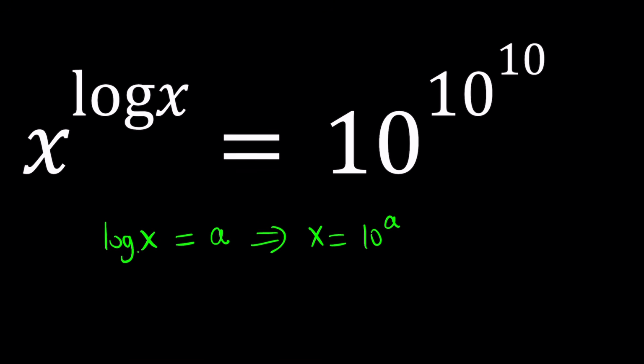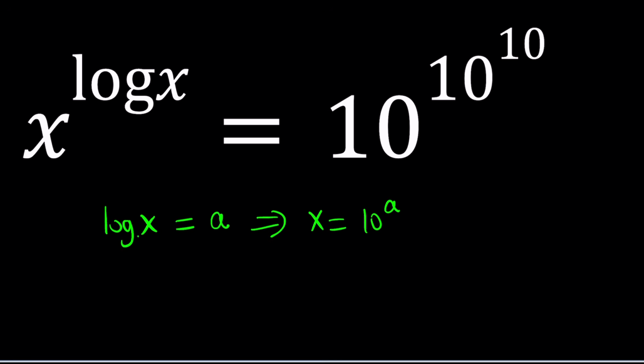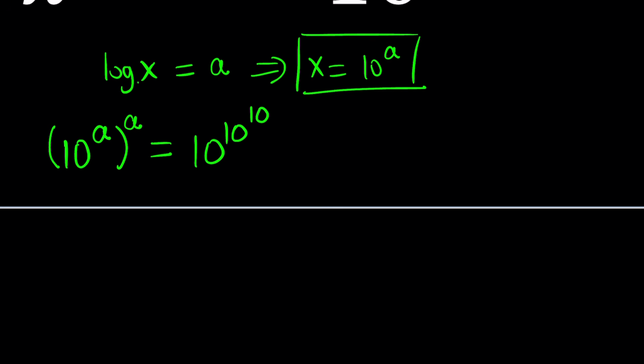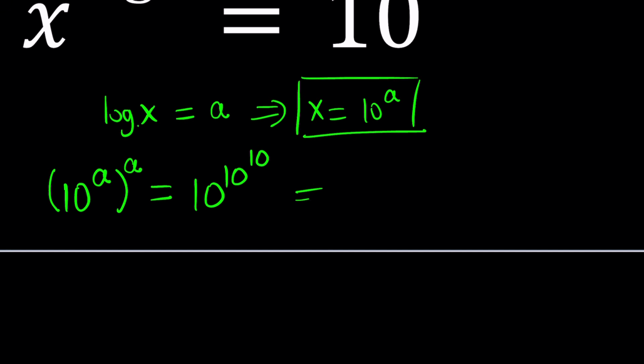So that's one way to approach it. We could also do this, just set x equal to some power of 10, like I was saying. So this is what we're going to do. Now, if you replace x with 10 to the power a, what happens is you get 10 to the power a to the power log x, which is equal to a. And then that becomes equal to 10 to the power 10 to the power 10. Nice. Do you like that? Now, we're going to go ahead and use the power of a power property. And from here, we're going to get 10 to the power a squared equals 10 to the power 10 to the power 10.